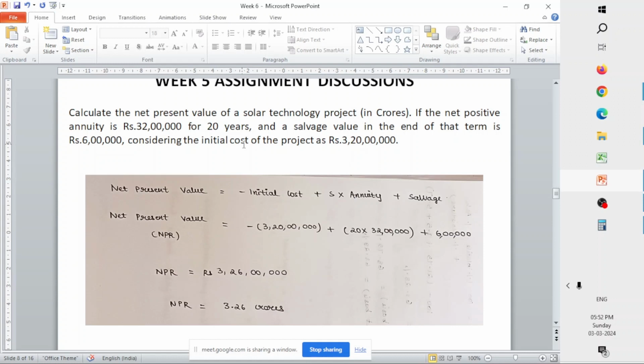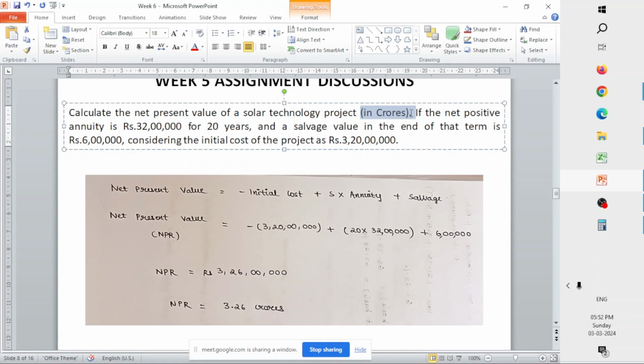Annuity, as I said, is nothing but your yearly savings of how much you are going to save by using this solar technology project, and your salvage value. If you calculate this, the answer comes around 3 crore 26 lakhs. Since they have specifically mentioned in the question that you are supposed to present your values in terms of crores, it is 3.26 crores. The options are given in terms of crores, so the net present value should be 3.26. So the correct option is 3.26.